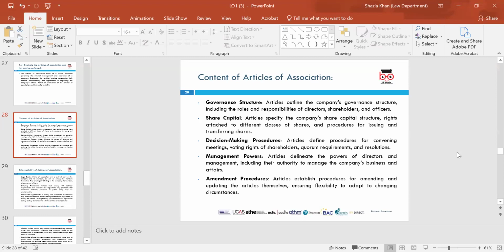Then you have the decision-making procedures, and these are articles that define procedures for convening meetings, voting rights of shareholders, quorum requirements, and resolutions. And then you have the management powers, where the articles delineate the powers of directors and management, including their authority to manage the company's business and affairs. Then you have amendment procedures, which are articles that establish procedures for amending and updating the articles themselves, ensuring flexibility to adapt to changing circumstances.